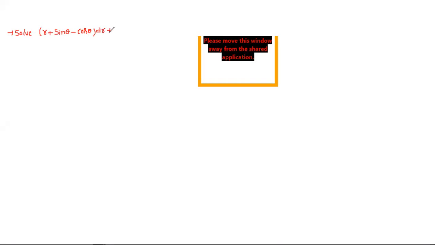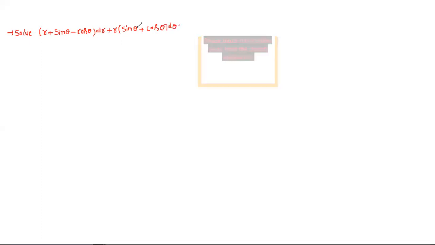Solve (r plus sine theta minus cos theta) dr plus r into (sine theta plus cos theta) d theta is equal to 0.